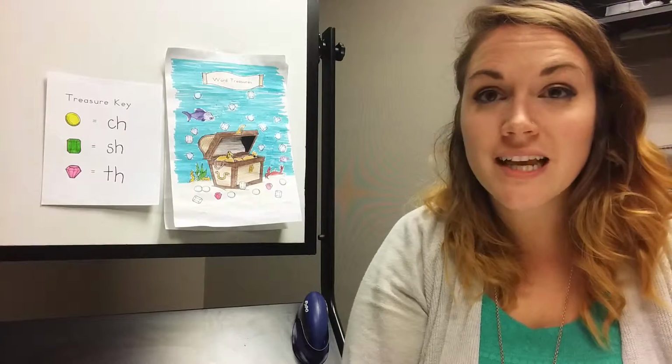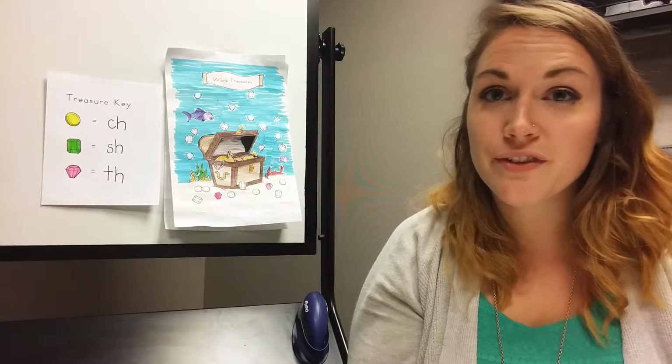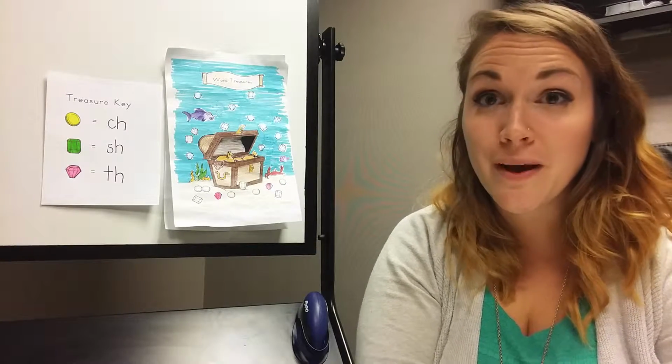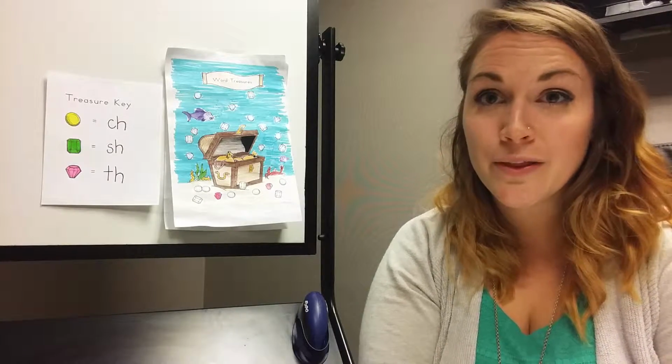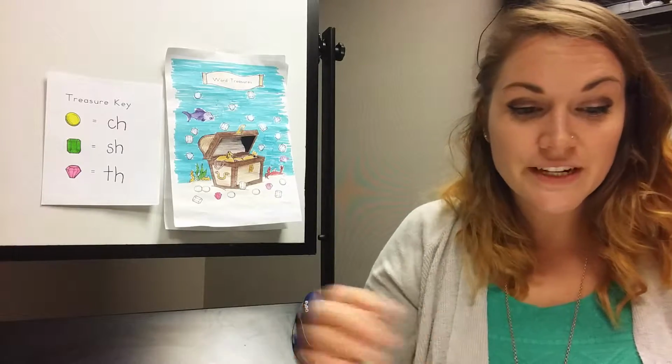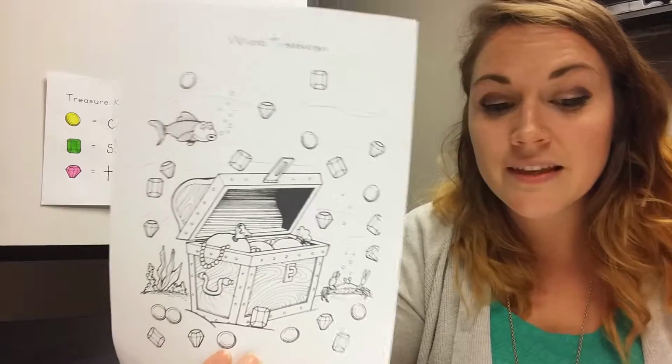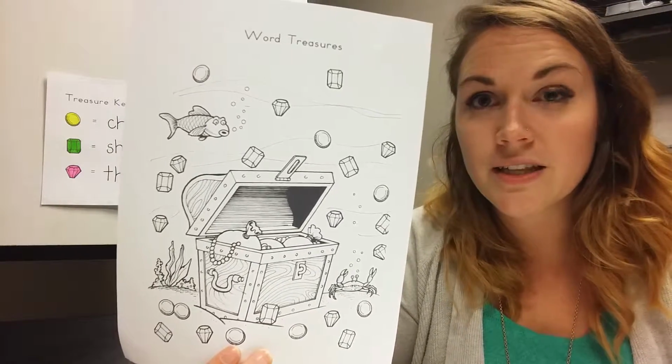And I chose the PALS activity Word Treasures, which fulfills the Virginia SOLs 1.4, 1.12, and 2.12, and can be used in grades 1 through 3. For this activity, you're going to need a Word Treasures handout, which looks like this. This you will need to hand out to the students.